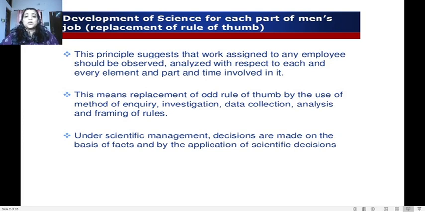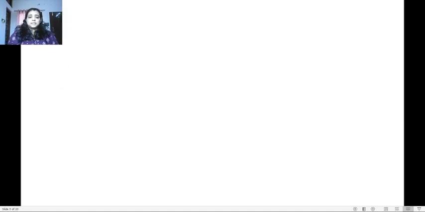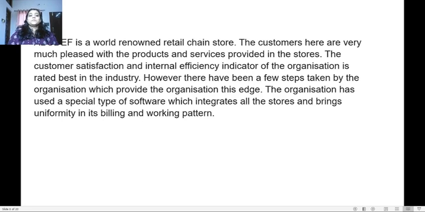Again, this rule of thumb says this particular work will be done in this way. No. In scientific management, it will be observed, it will be analyzed, and the best way of doing that work will be taken out. Right? So, how is this principle applied? Let's see one case study.